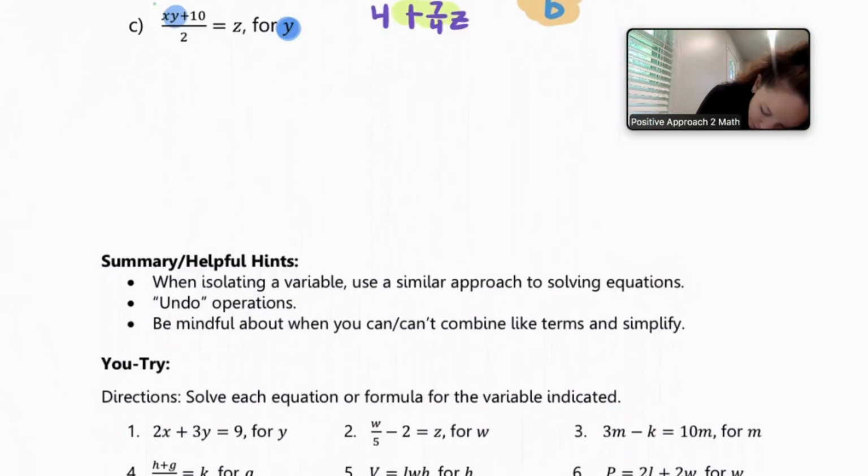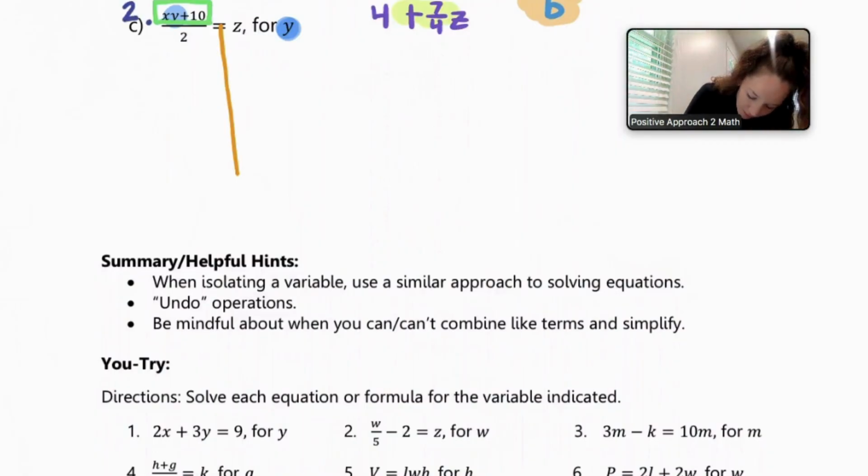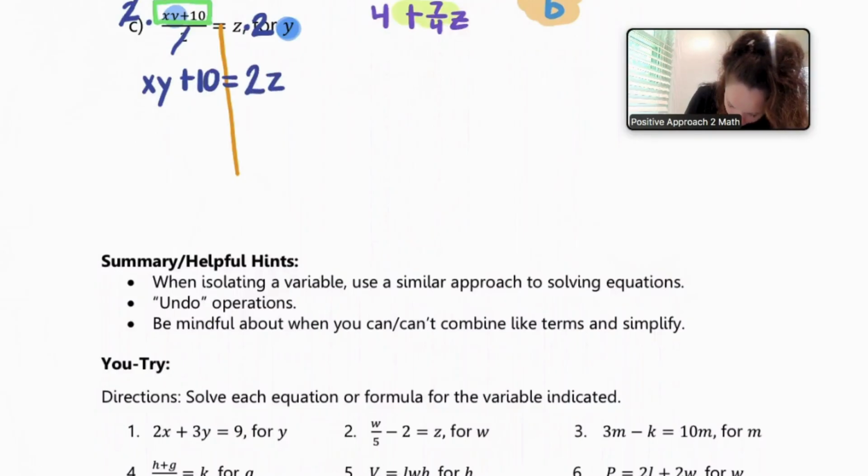So that entire numerator is being divided by 2. So I'm putting that entire numerator in a box for now because I want to get rid of that division of 2. I want to be able to break up my numerator. So the opposite of dividing by 2, can't forget my line, is to multiply by 2. And remember, I'm multiplying by 2 on both sides. That does not touch anything in my box. It crosses out with the 2 in the denominator. So that's going to leave me xy plus 10. And 2 times z, I'm going to write as 2z.